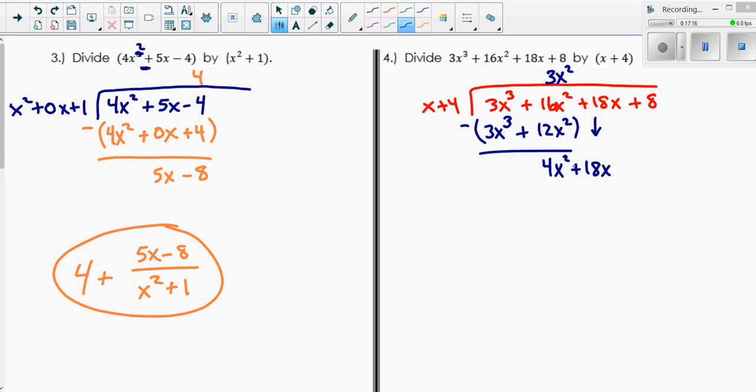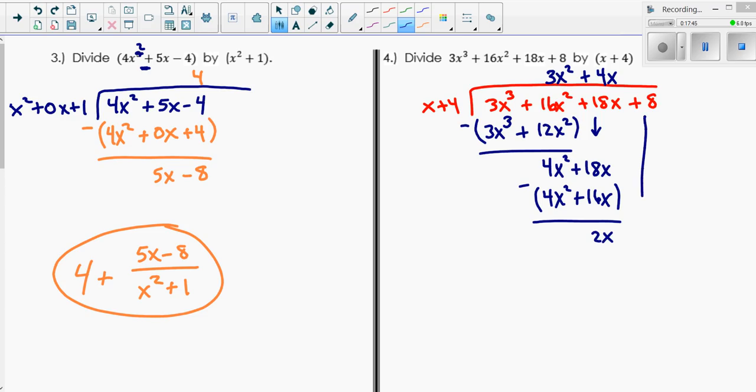Okay, now I need a 4x squared to cancel. So I'm looking for what times x gives me 4x squared. Well, I need a 4, and the only term that this could be is an x, since it's over an x. So 4x times x gives me a 4x squared plus 16x. Put parentheses and subtract. My leading terms cancel, which is what I wanted. 18 minus 16 is 2x.